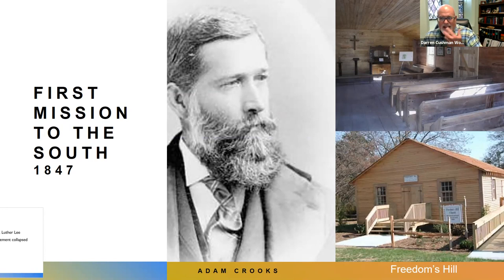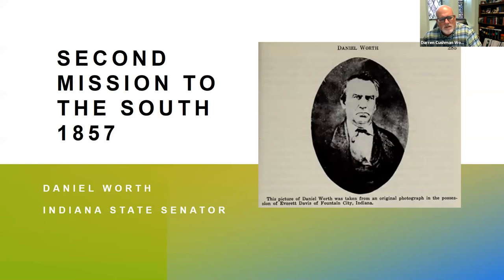Shady Grove Wesleyan Church in Colfax, North Carolina, is built on the site of one of the worst mob attacks that is there. So that's the first mission to the South. It is repeated. There's a much smaller mission right on the eve of the Civil War in 1857 by one of our own, Daniel Worth, who is a former North Carolina native. He was the second president of the denomination, Indiana State Senator. Right. His brother Jonathan would become the governor of North Carolina.